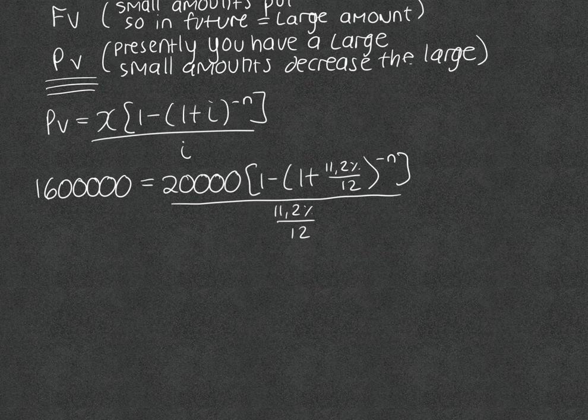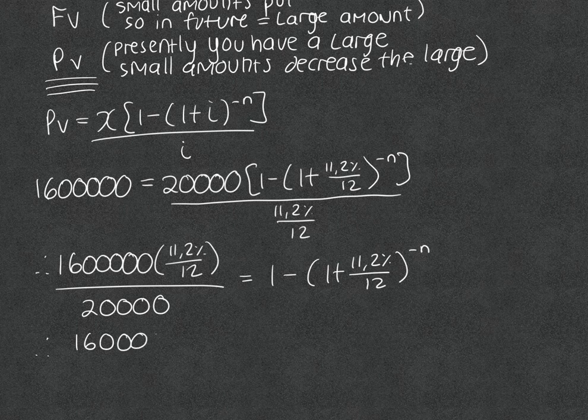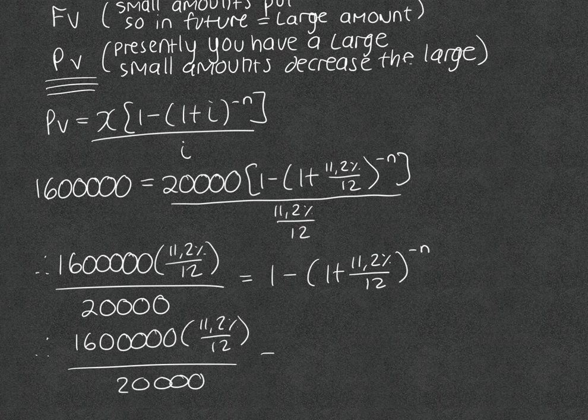Okay, so now we are going to get n to be the subject of the formula. So I'm going to say 1.6 million times 11.2% over 12, multiplying by the denominator, all divided by the 20,000, equals 1 minus 1 plus 11.2% over 12 to the power of minus n. Let's bring that one over. 1.6 million times 11.2% over 12, all over 20,000, minus 1 equals minus 1 plus 11.2% over 12 to the power of minus n.